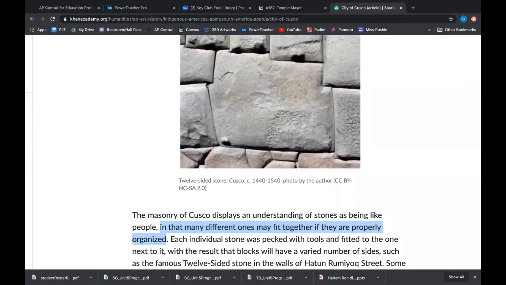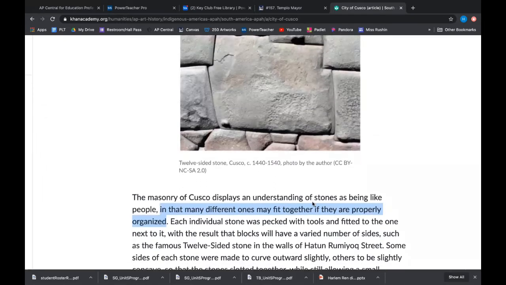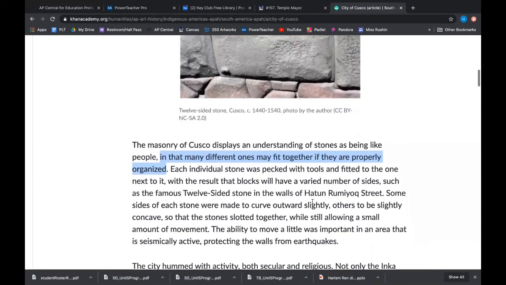So here's a picture of a 12-sided stone. Some sides of each stone were made to curve outward slightly and others to be slightly concave so that the stones slotted together while still allowing a small amount of movement. The ability to move a little was important in an area that is seismically active, protecting the walls from earthquakes.